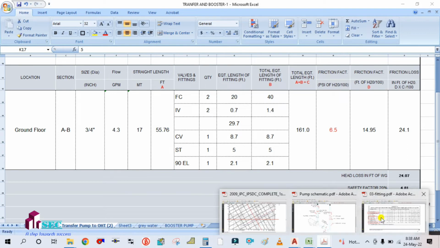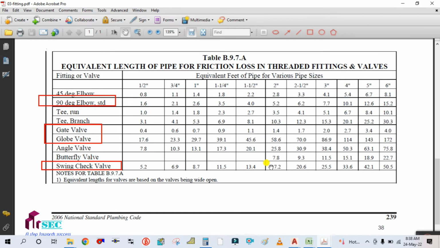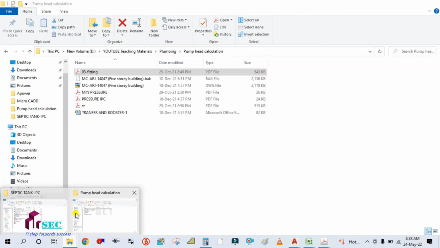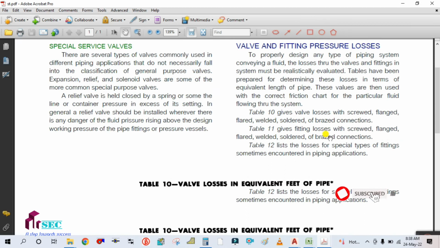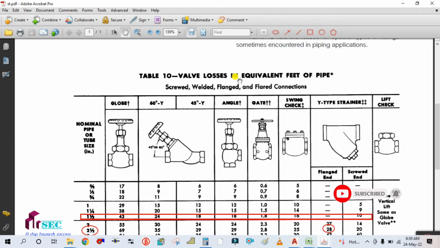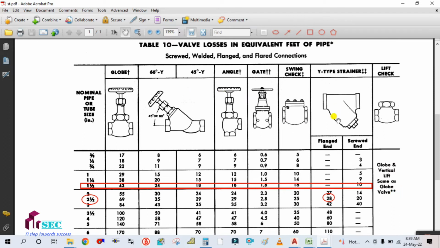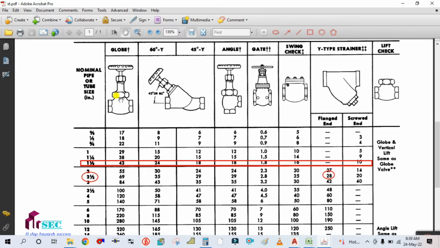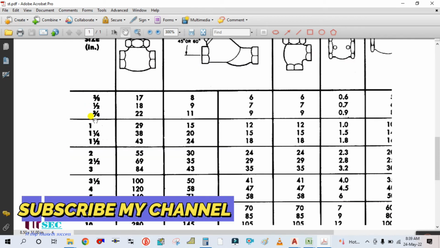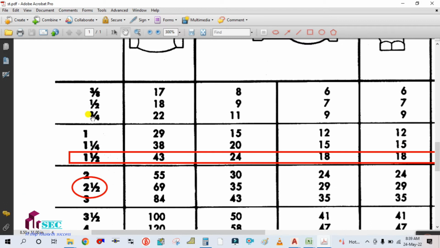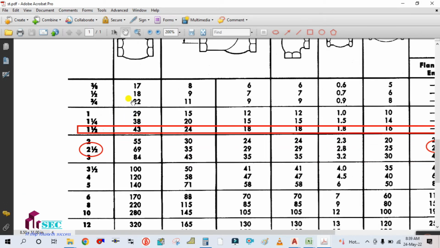Then the strainer. For the strainer, let me open another fittings chart. We have this: valve losses in equivalent feet of the pipe. You can see here the Y strainer, gate valve, globe valve, gate valve. This is the nominal pipe or tube size. Our pipe size is 3/4. I will show you how to get this value.